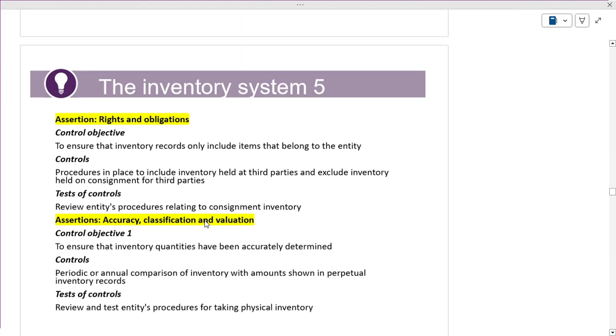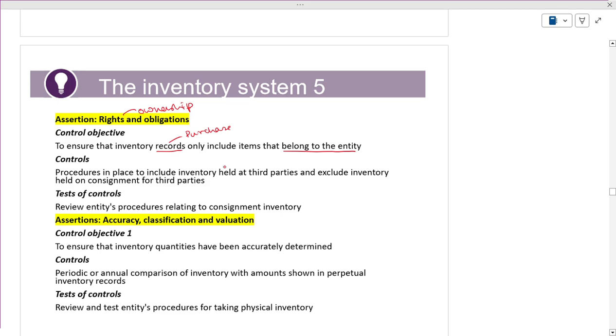What are the rights and obligations to ensure? Whatever you have in the records, it belongs to the company. Because you have purchased, it is your inventory. Rights is ownership. Right is nothing but ownership. You will come across rights and obligations in most of the cases.